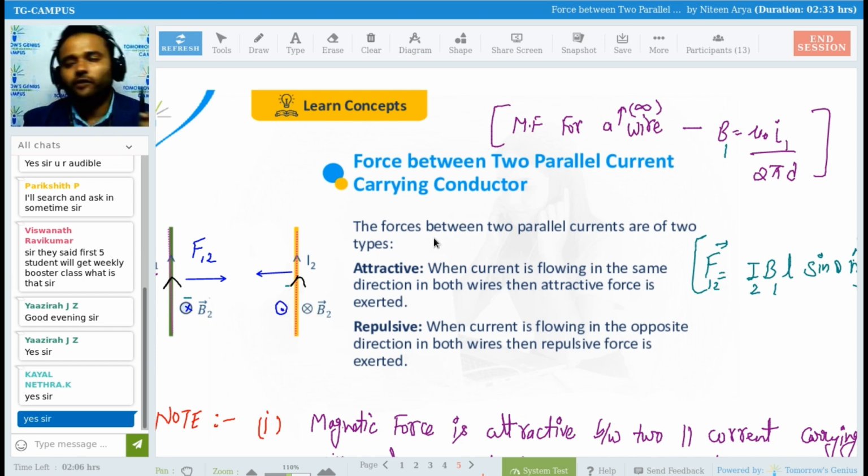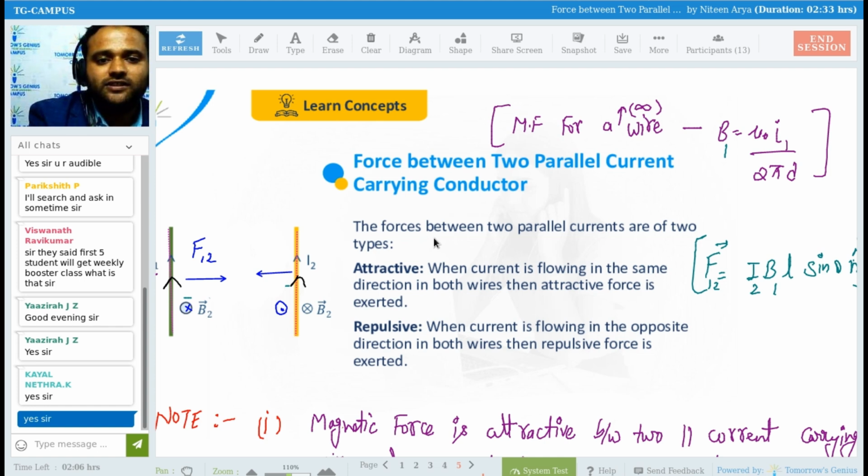You can check with the help of the right hand thumb rule. This is my wire. Treat your pen like this as a wire, and the current is going upward. So when the current is going upward, put your thumb in the upward direction. The right hand side of the wire is behaving as an inward magnetic field because your four fingers are going in this way, and the left hand side is outward because your four fingers are coming out.